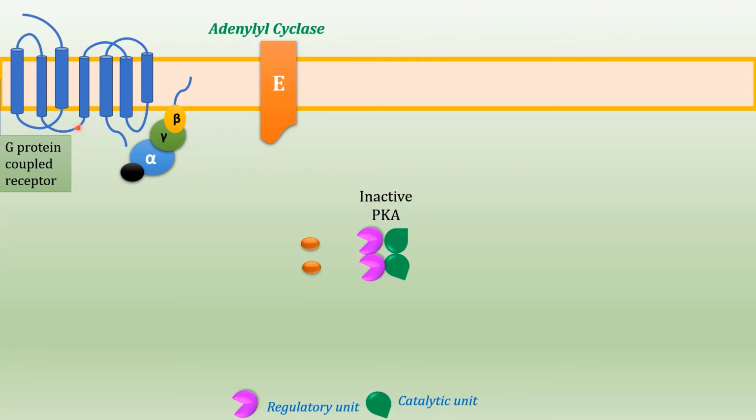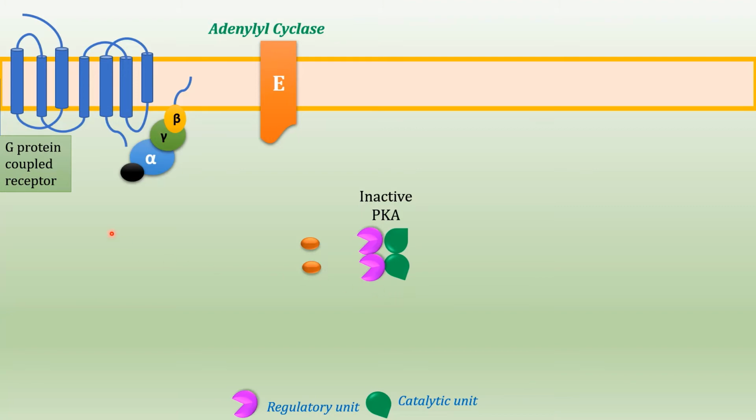When this receptor is not bound to hormone, this G protein is separate from this receptor and the alpha subunit is bound to GDP. This is adenylyl cyclase, it is the effector. This is inactive protein kinase A having two regulatory subunits and two catalytic units.